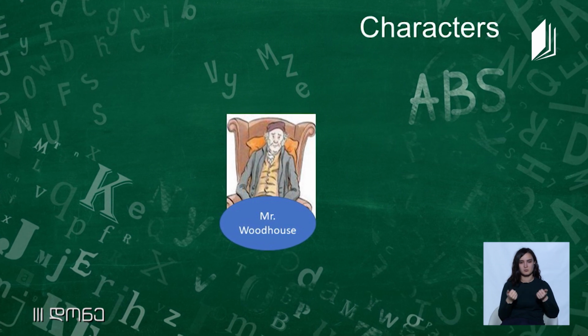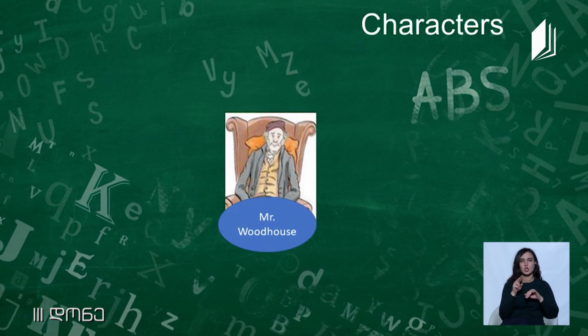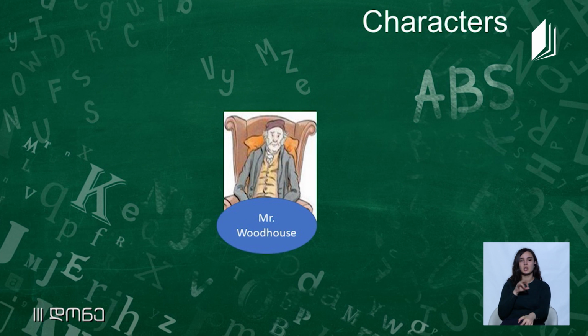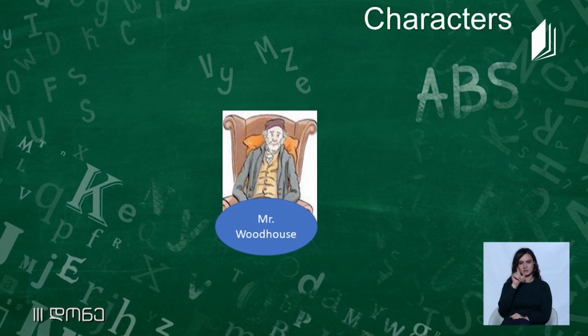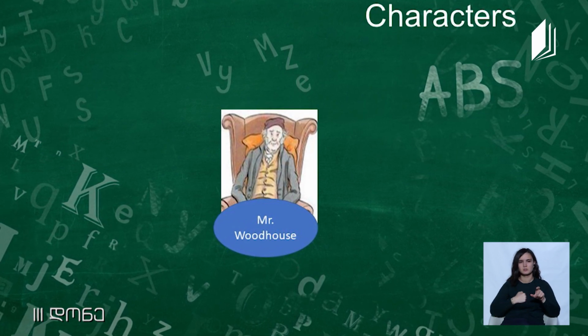Our last character is Mr. Woodhouse, Emma's father, whose wife died a long time ago and he never remarries. He's very kind and generous, but perhaps the situation of parenting and childhood is reversed here, with Emma being a kind of parent to her own father. That's interesting, and we'll explore that later, actually.